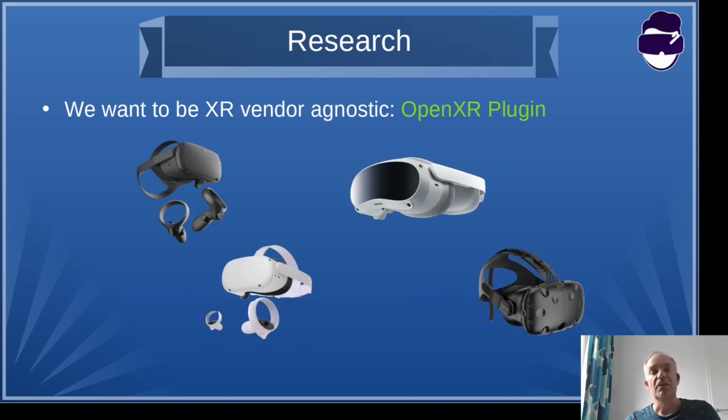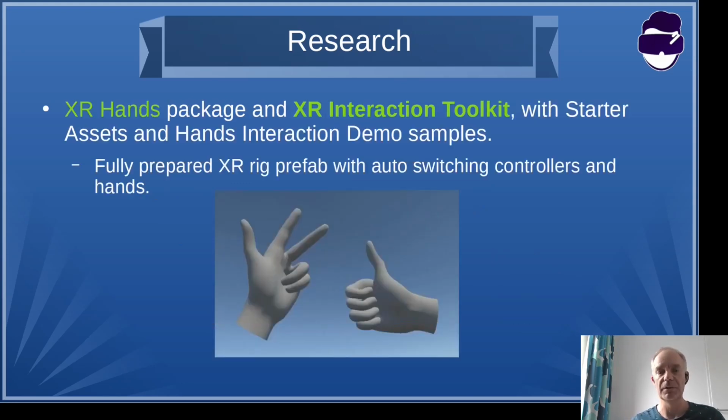We want to be XR vendor agnostic. Within Unity, there are libraries from Oculus, from Pico, from other vendors. So we'll use the OpenXR plugin in Unity. Once you are able to run your application on OpenXR, you'll be able to run it on multiple devices. So if you move your hands, you want to see your hands move in virtual reality in exactly the same position.